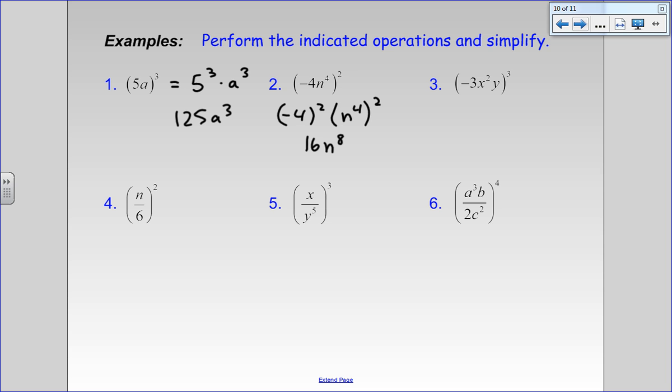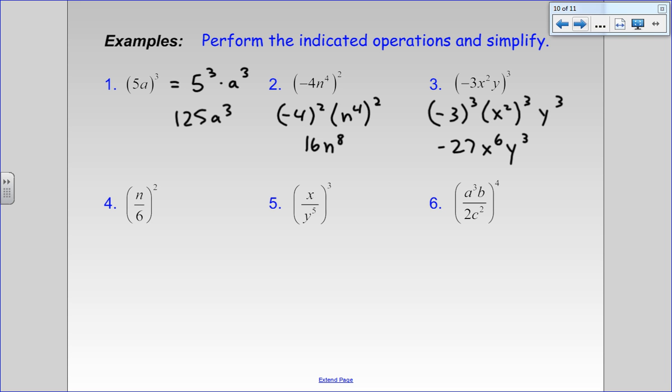In problem 3, notice that our product, negative 3x squared y, actually has 3 factors, and then that product is raised to the power of 3. So we take each of those 3 factors, negative 3, x squared, and y, and we need to raise all of them to that third power. Negative 3 cubed would be negative 27. x squared cubed, applying the power rule, would be x to the 6th, since we multiply those exponents. And then we have y to the third. So our answer is negative 27 x to the 6th y to the 3rd.